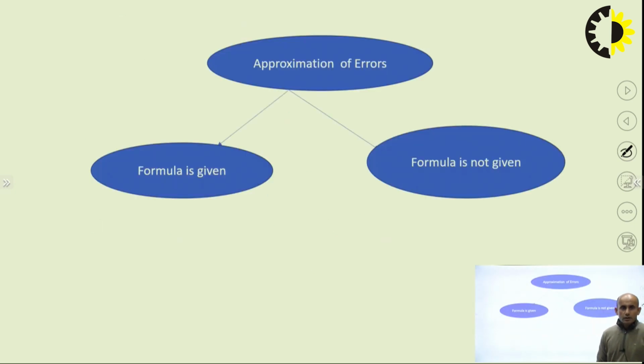Now we have two kinds of problems here. The first one is when the formula is given for a variable in terms of independent variables, and the other is when the formula is not given. Then what do we have to do here? Suppose we have an example here.